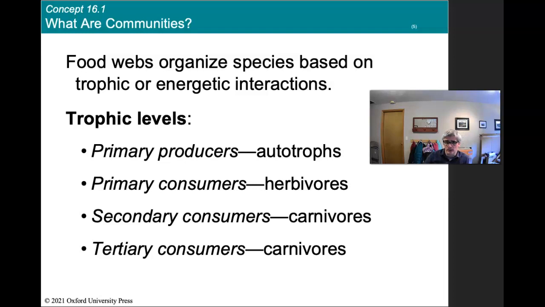Then you have primary consumers, herbivores. They eat primary producers. So these are the things eating, again, primarily plants. And then secondary consumers that are eating the primary consumers, and then tertiary, which are carnivores eating the secondary consumers. There's few examples beyond that. Typically, they'd be in the marine realm. You can get higher than this, but it's pretty rare.